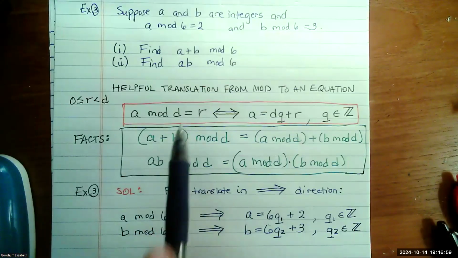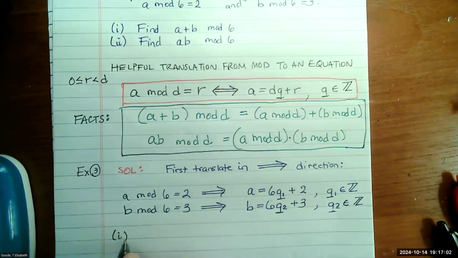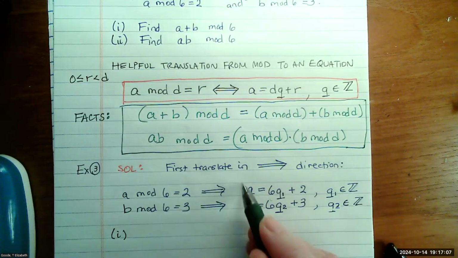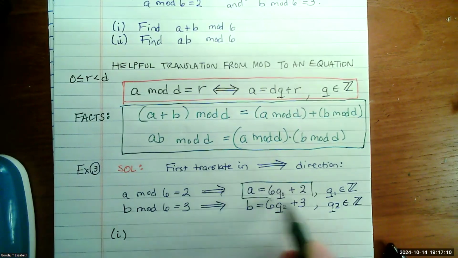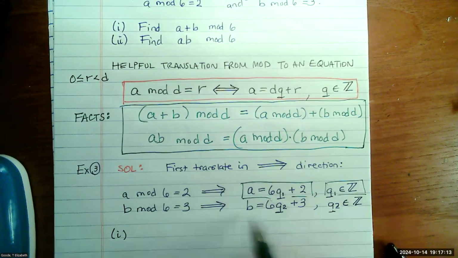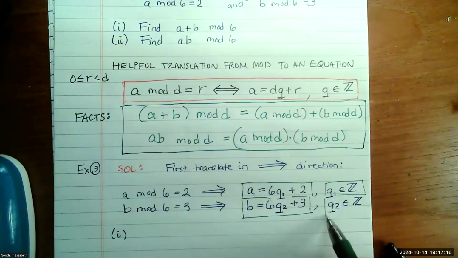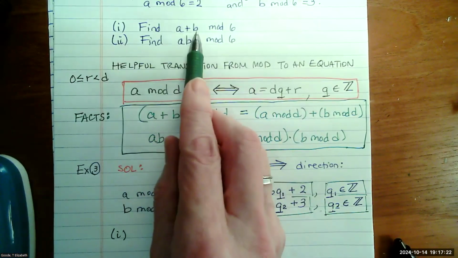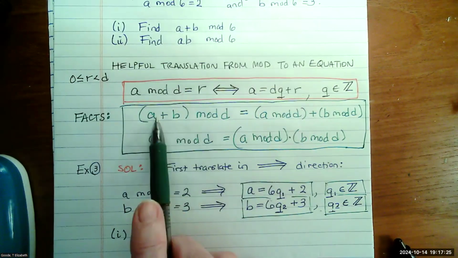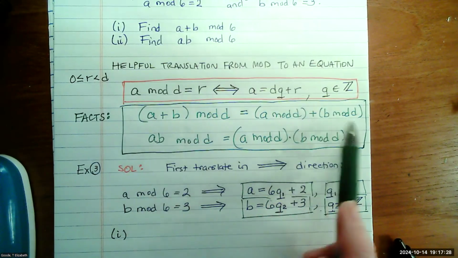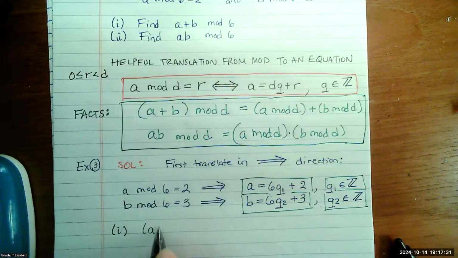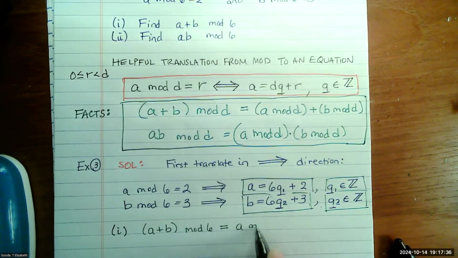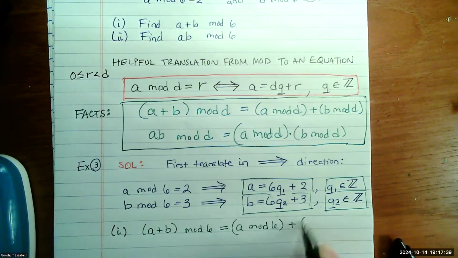And now we're going to try to find, we've got our proof money, you see. We've got this information about A and about Q1. We've got this information about B, and we know Q2 is an integer, right? So we're going to use all this now and find A plus B mod 6. Well, A plus B mod D is A mod D plus B mod D. So A plus B mod 6 is A mod 6 plus B mod 6.